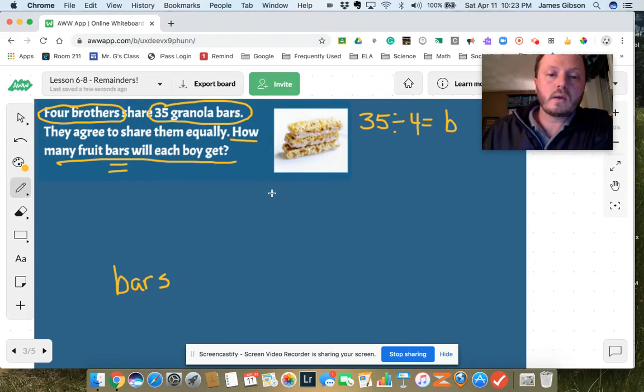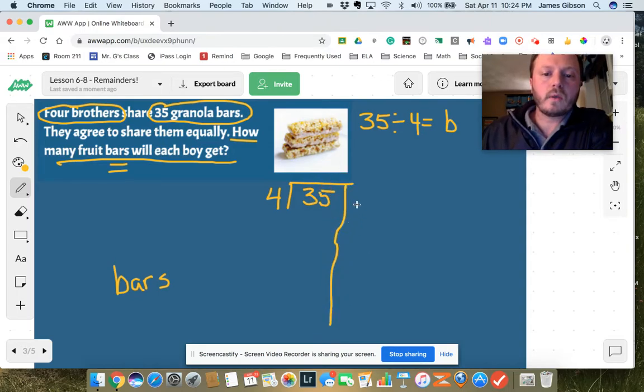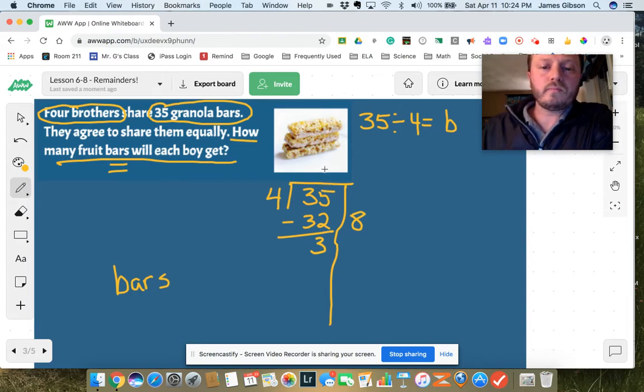Now, let's draw up that problem. And 4 is a pretty easy multiple. We do know our 4s, right? I hope. So, how many 4s go into 35? Well, 8. And we have 32. And then we have 3 left over. So, that's a pretty quick division problem if we're just doing the problem by itself.